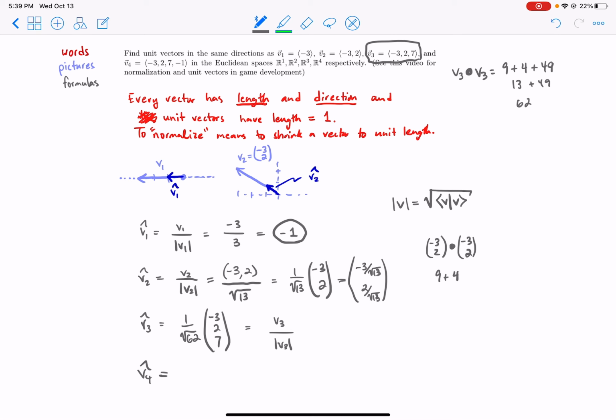Last one, it's going to be the vector itself. That's v4. Now I have to just divide it by its length, so I need to put something down here. And that number will be 9 plus 4 plus 49 plus 1. It's 50 plus 13. I think it's like that.